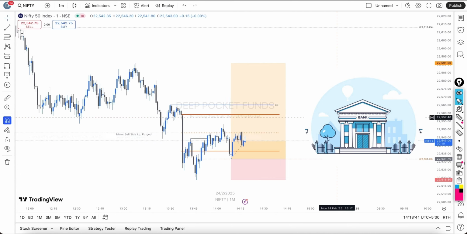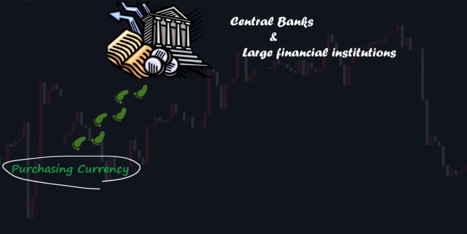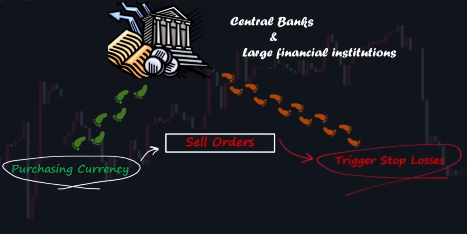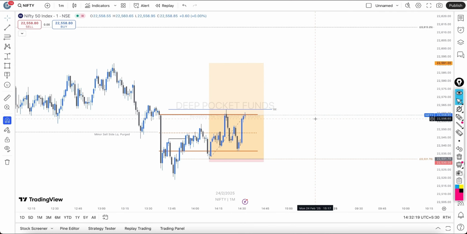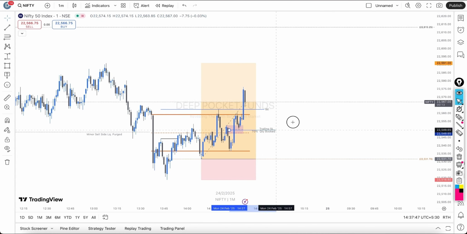Banks and institutions don't rely on indicators or retail patterns. They engineer price movement to create liquidity, then use that liquidity to enter trades at optimal points. Now let's compare how retail traders and a smart money trader would handle the same chart.